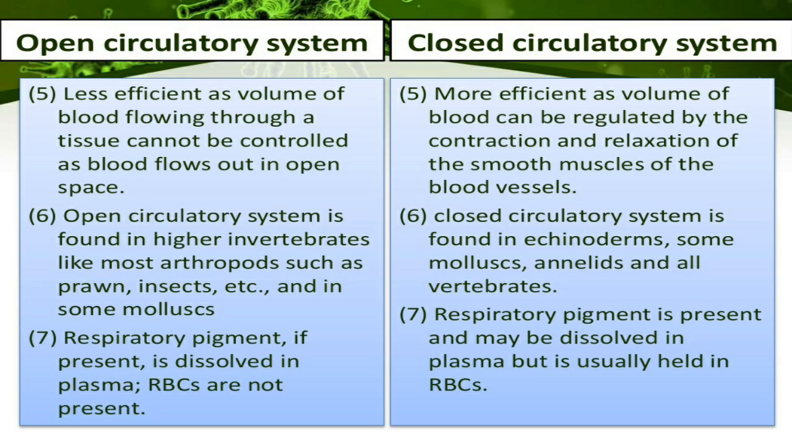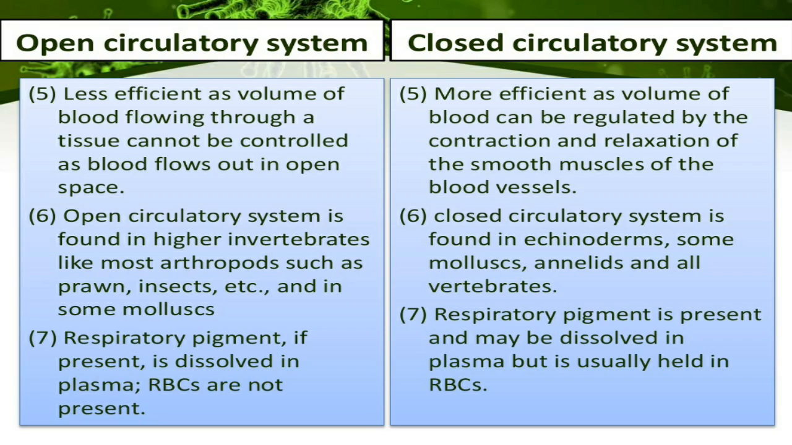Open circulatory system is found in higher invertebrates like most arthropods such as prawns, insects, and in some mollusks. Closed circulatory system is found in echinoderms, some mollusks, annelids, and all vertebrates.